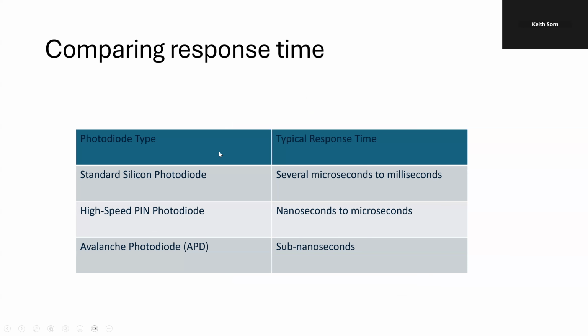All right, here we have some timings of the response times of different types of diodes. A standard PN is going to be down around microseconds, so I can get megahertz out of it. A PIN diode can operate in nanoseconds, so I can get gigahertz out of it. The avalanche photodiode, well, that's sub-nanoseconds. So here I can get the 40, 100 gigahertz speeds with the avalanche photodiode.